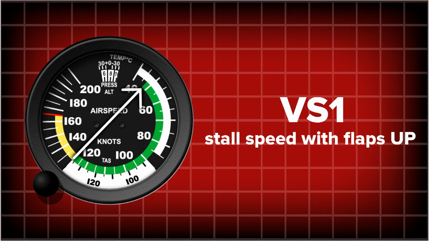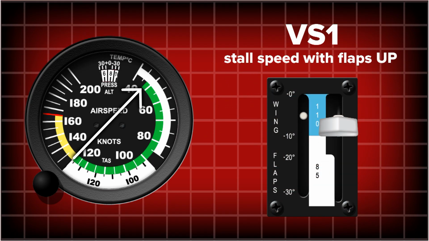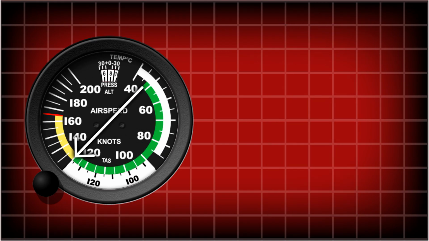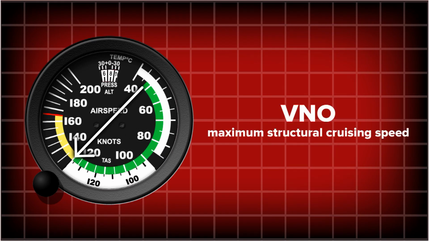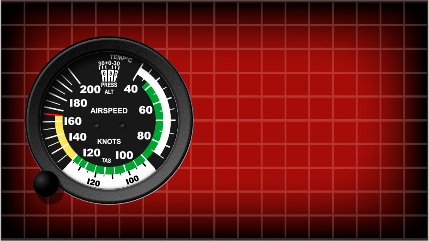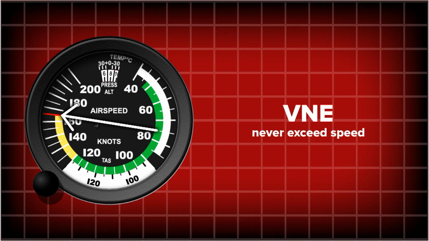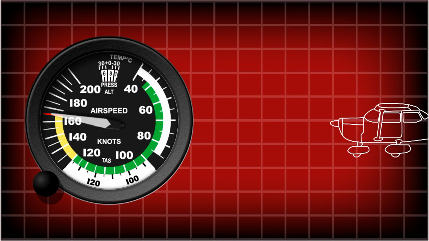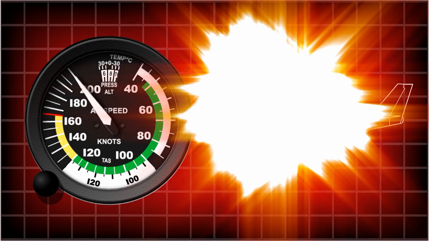Moving to the green arc, the lower limit represents the stall speed known as VS1. In this instance, this is the stall speed of the aircraft when it is in its clean configuration with flaps fully retracted. The upper limit of the green arc represents VNO, or maximum structural cruising speed. Moving on again to the yellow arc, this represents a speed range to be flown in smooth air only. However, due to the rarity of this environmental condition, this represents an airspeed range to be avoided. The final speed representation to be aware of is the red line placed at the never exceed speed, or VNE. If the aircraft was to be flown above this speed, then structural damage could occur.